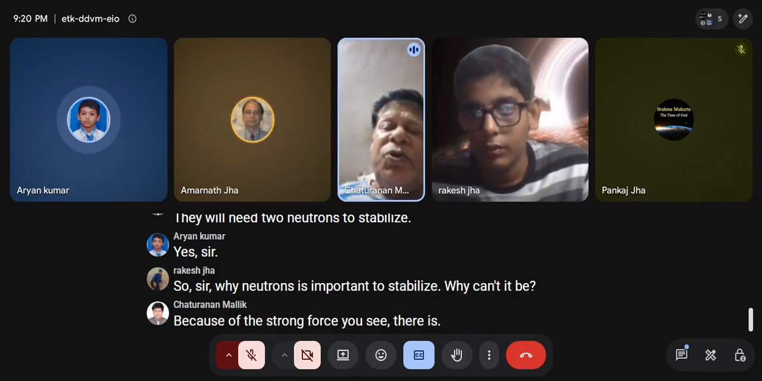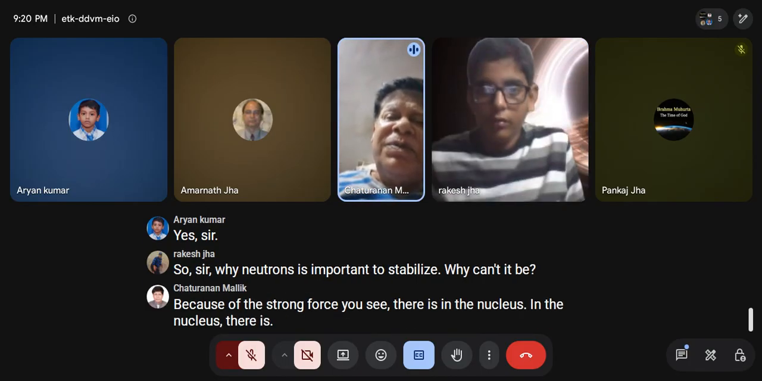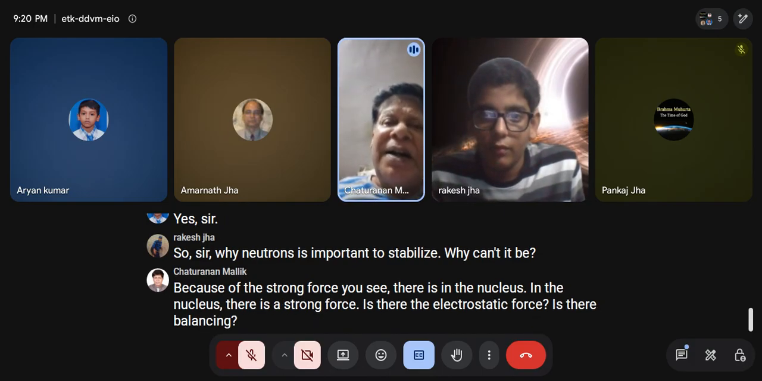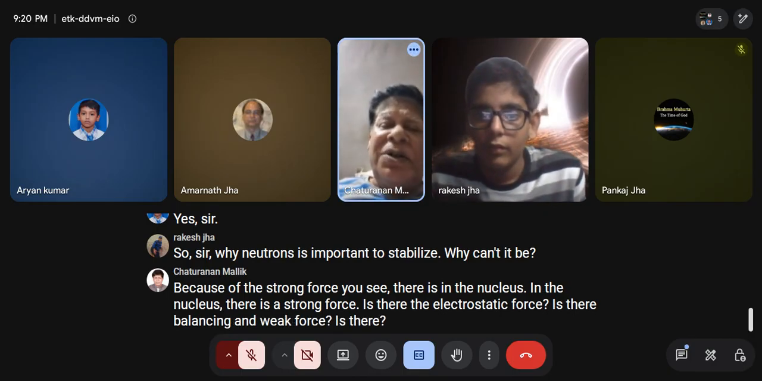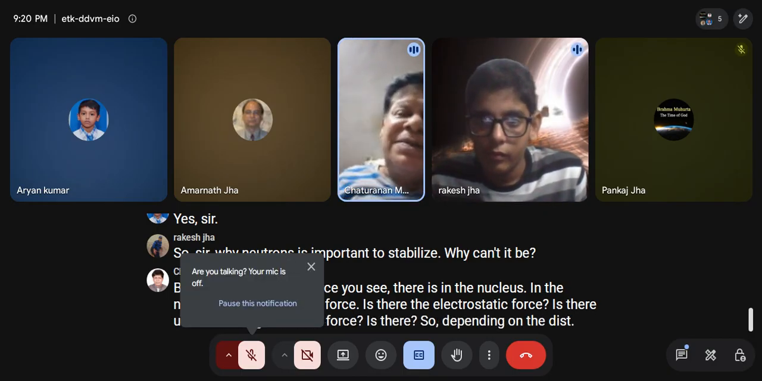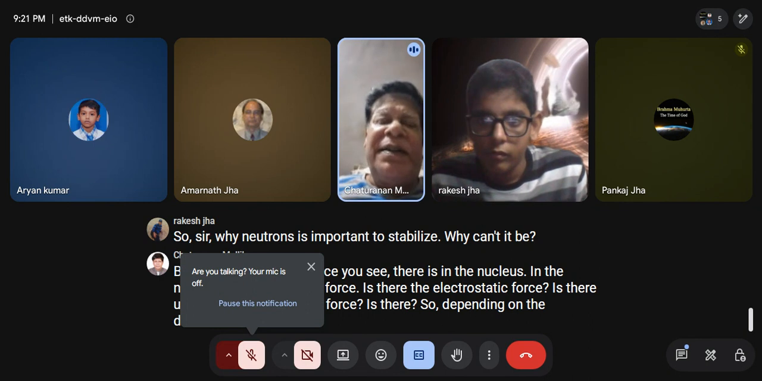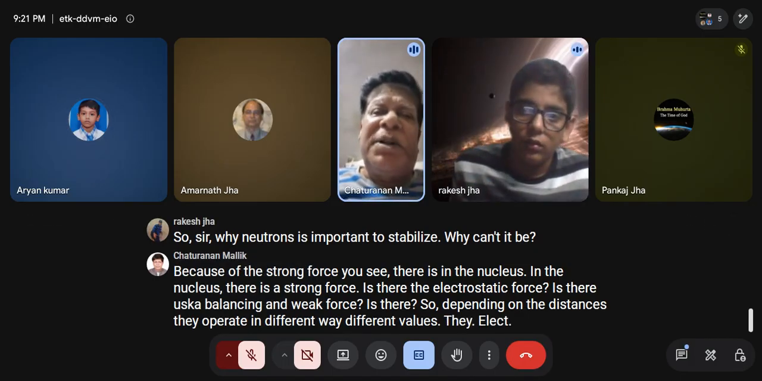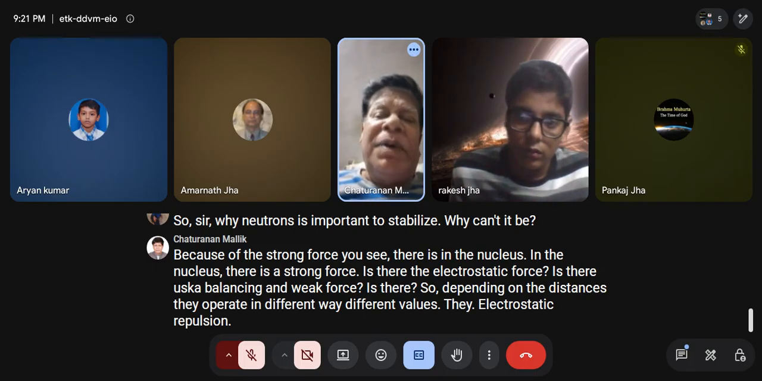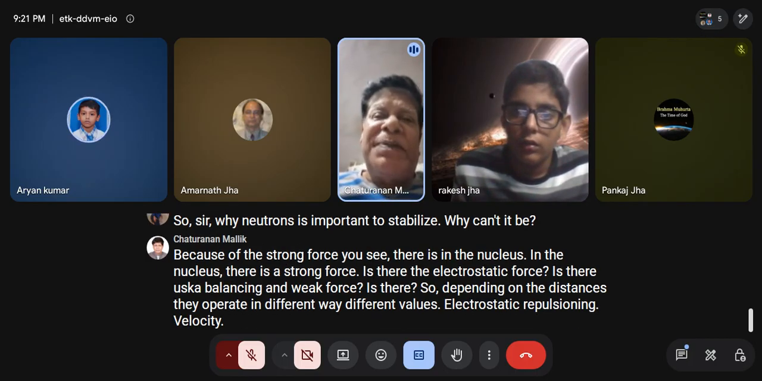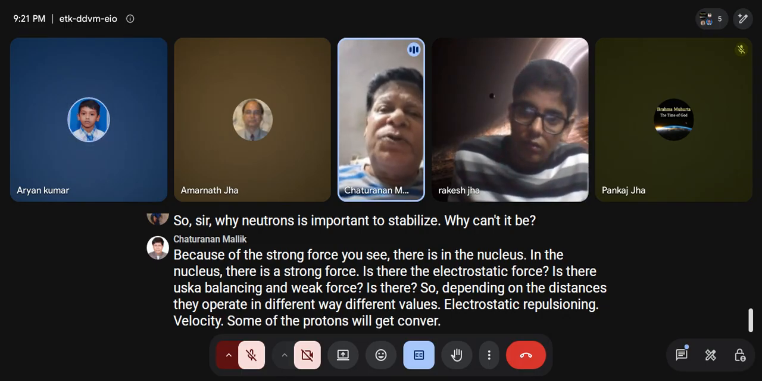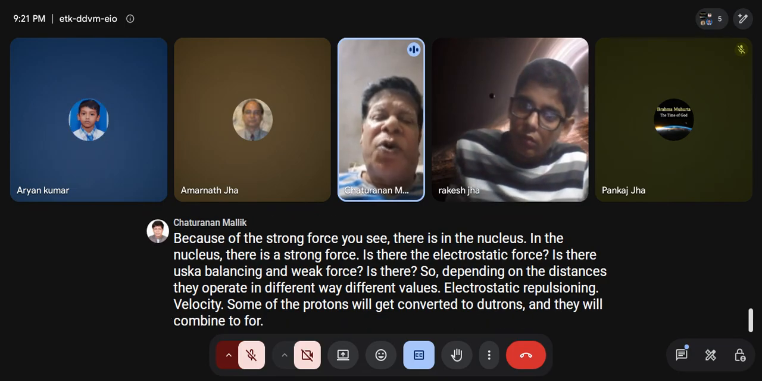You see, in the nucleus, there is the strong force. The electrostatic force is there, उसका balancing होता है, and the weak force is there. So depending on the distances, they operate in different ways. दो प्रोटॉन आएंगे एक साथ में तो पहले they will feel electrostatic repulsion, पास में आएंगे ही नहीं. मान लीजिए उनका वेलोसिटी बहुत है तो पास भी आएंगे तो क्या होगा कि वीक फोर्स के कारण some of the protons will get converted to neutrons and they will combine to form a deuteron.